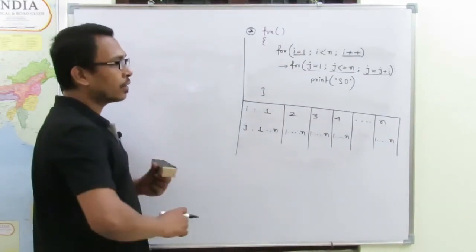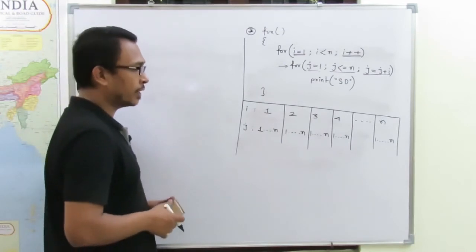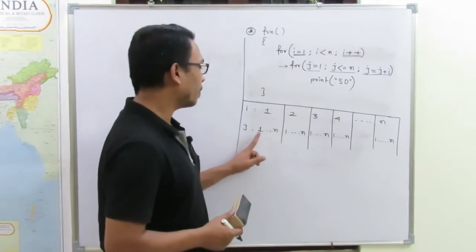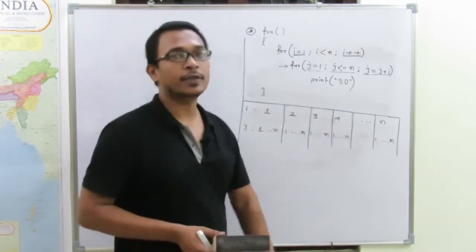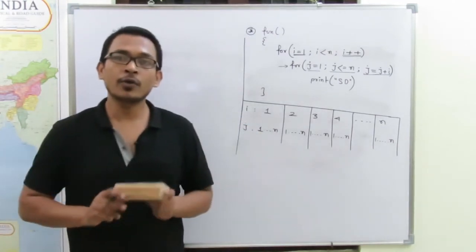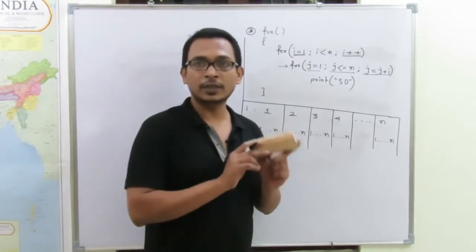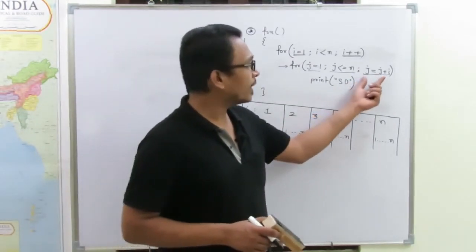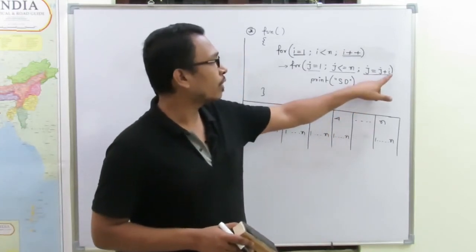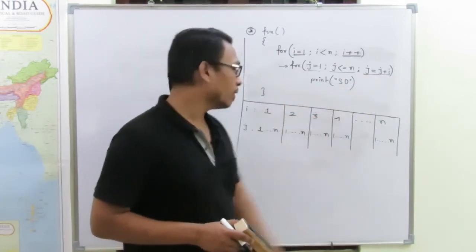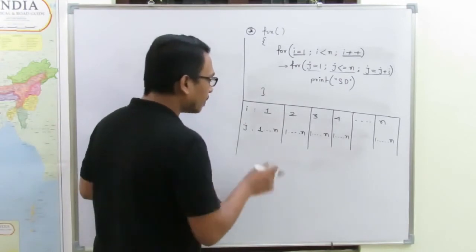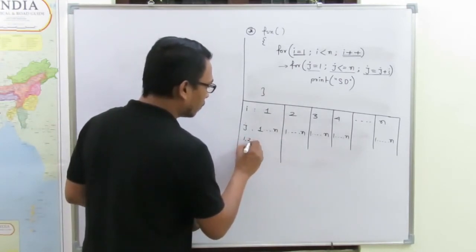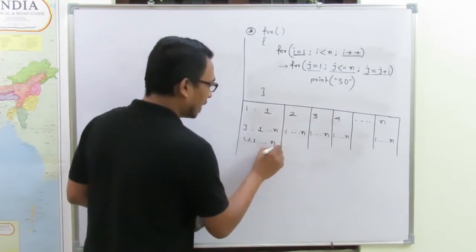Now the interesting fact: how to reach this n from 1? Here is the difference. How we are going to change the value of j is different, and that depends on the value of i. Clear? Now come to here. In this case, the sequence will be 1, 2, 3, like that till n.